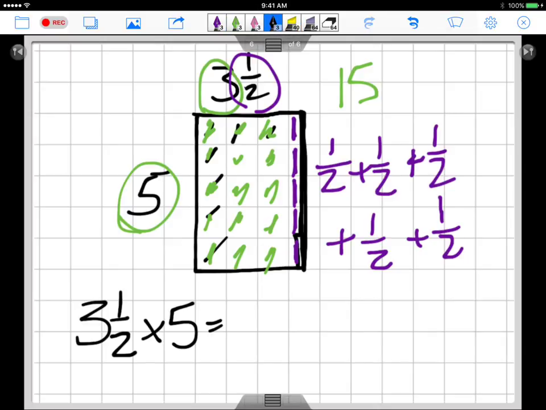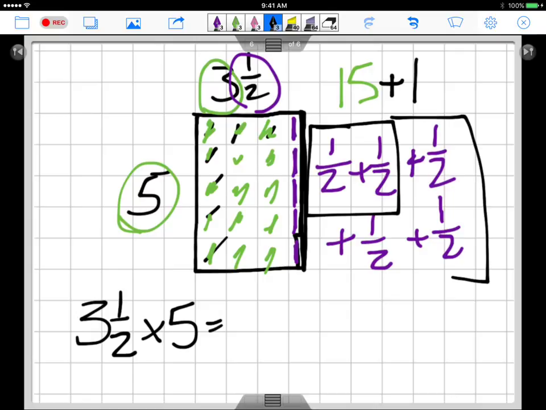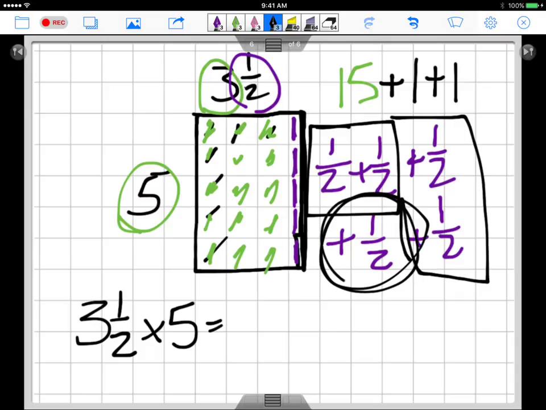So I know that 1/2 plus 1/2 is 1. So this is 1, and that's 1. And then I've got this half left over. So that's going to be added to my answer. 15 plus 1 is 16, plus 1 is 17, and then I have my half. So in this case, it's not a whole number, but a mixed number that I end up with.